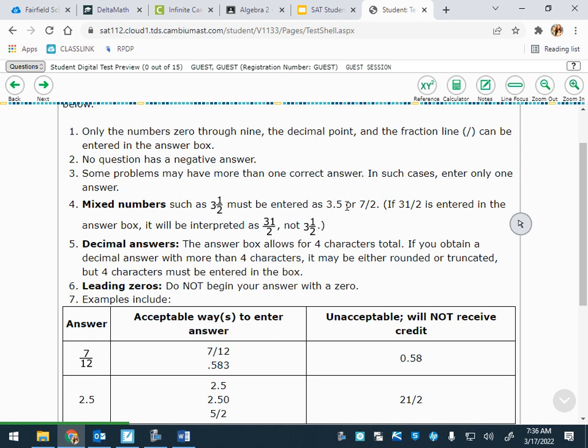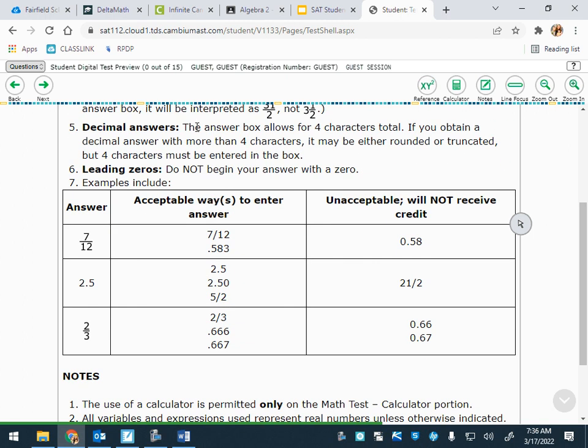So for juniors only, this number 4 and number 5 and number 6 are the key pieces that you need to remember when you are entering in your answers for the math section, okay? Mixed numbers should be entered as a decimal, okay? Because it reads 31 halves, okay? That's what it reads as. Decimal, the answer box allows for 4 characters total. If you obtain a decimal answer with more than 4 characters, it must be either rounded or truncated. But 4 characters must be entered.